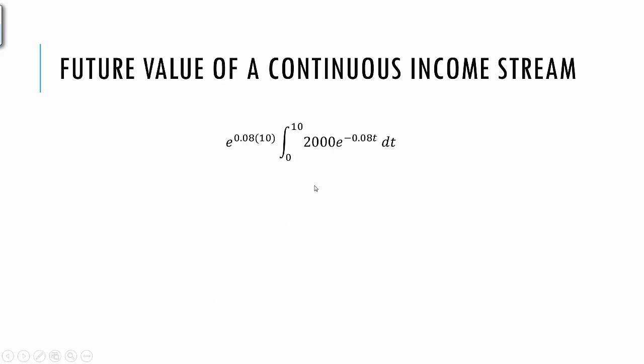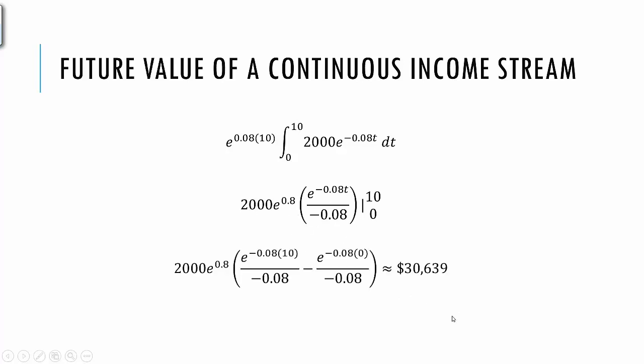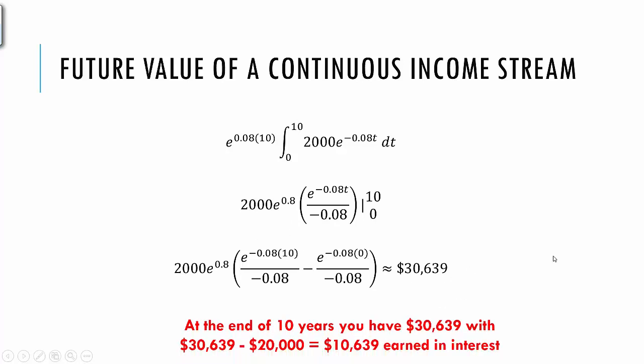Now I take this and find the antiderivative. All I've done here is multiply these two pieces out. After I find my antiderivative, I'm going to evaluate it from 0 to 10. I put this constant out front, plug in 10 and plug in 0, and I get 30,639, which is better than the $20,000 because now you're actually earning interest.